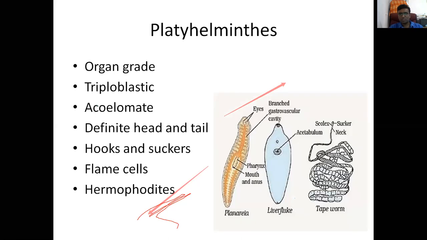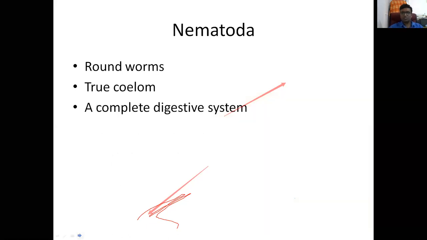So these are the three platyhelminthes: one is planaria, liver fluke, and a tapeworm. Both liver fluke and tapeworm, they are hermaphrodites, right? Yes, let us go to the next group.